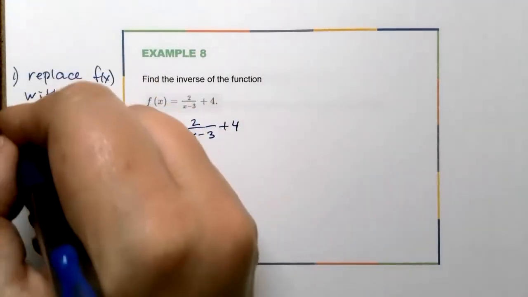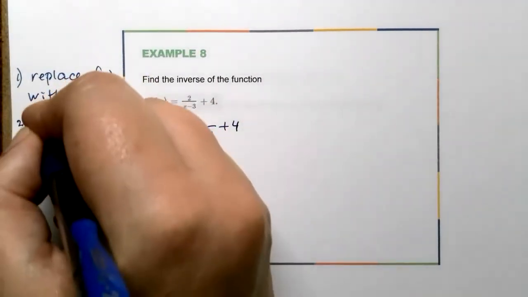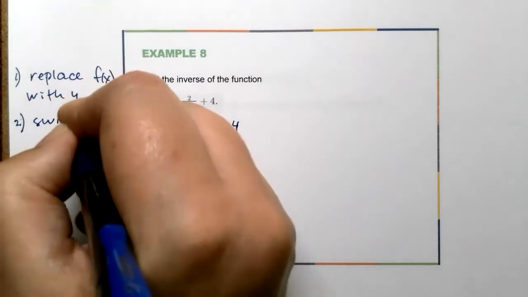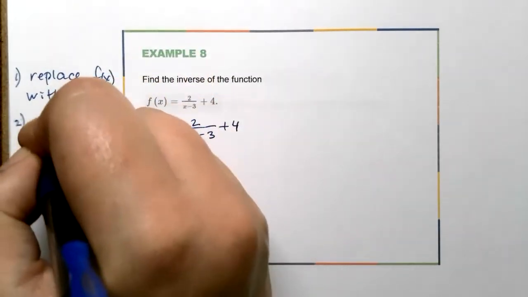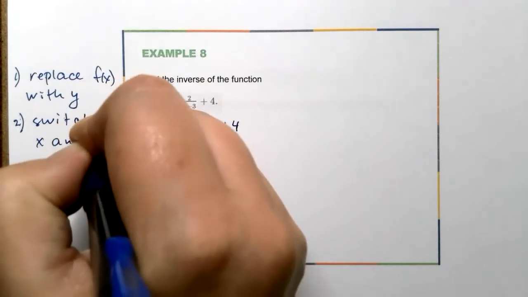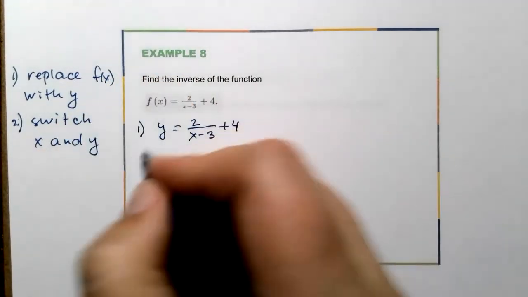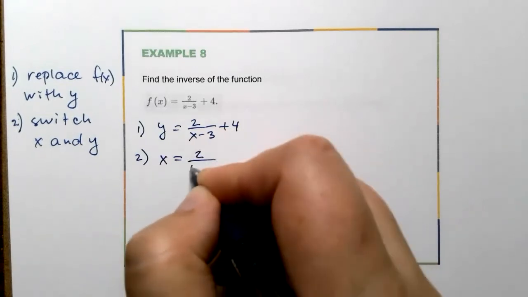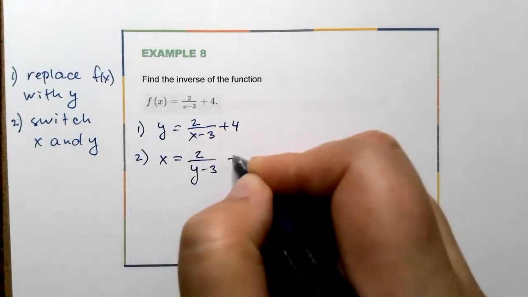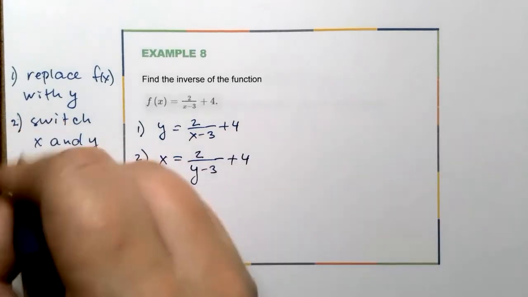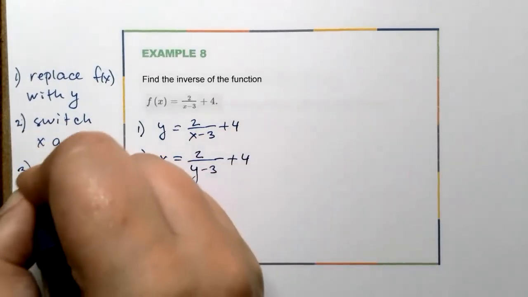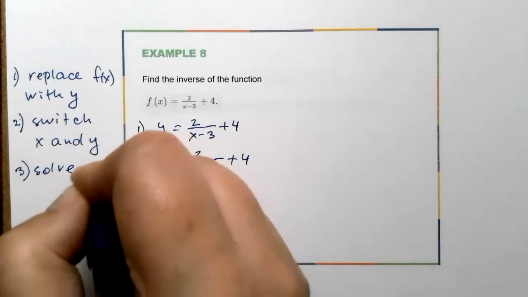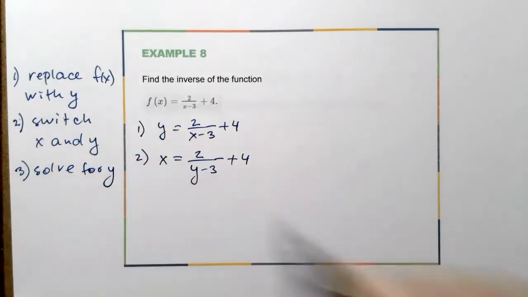Step 2, switch x and y. So replace y with x and x with y. Step number 3, solve for y.